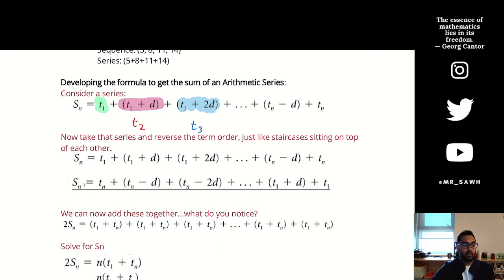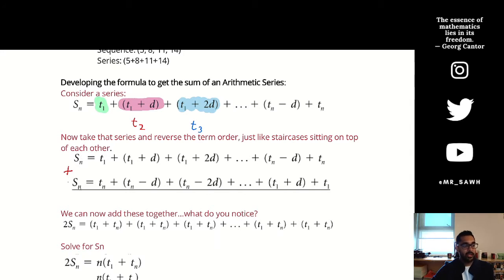Now the second row is us just reversing them, right? It's just flipped. So our Tn is first. There's our general nth term of this series. T1 is last. There's our first term. Right? So we just flip them. But if we add them together, something interesting happens. So I'm just going to put a plus sign here, and we'll add them up.